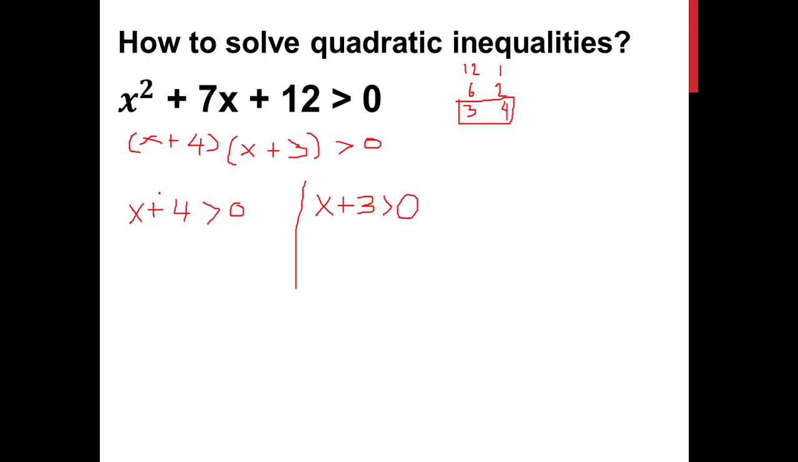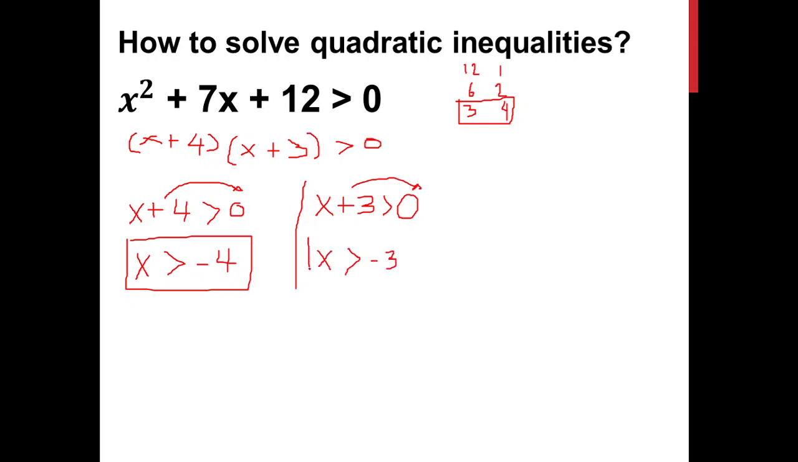Now to solve for x, simply use the additive inverse or just transpose 4 to the other side of the inequality. So we have x greater than negative 4. Same goes here, transpose that one here. So you have x greater than negative 3. Now the next step is to plot this one on the number line.